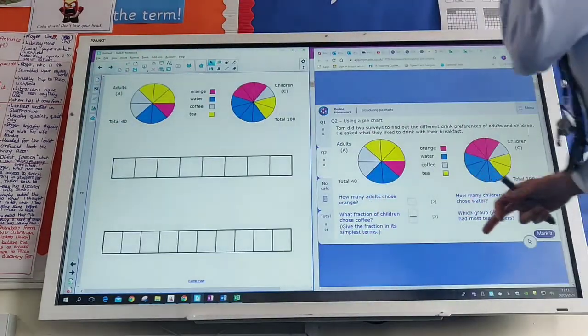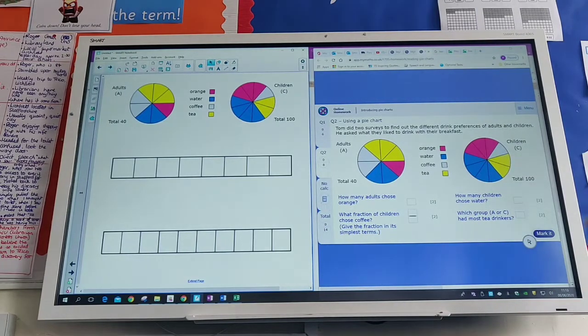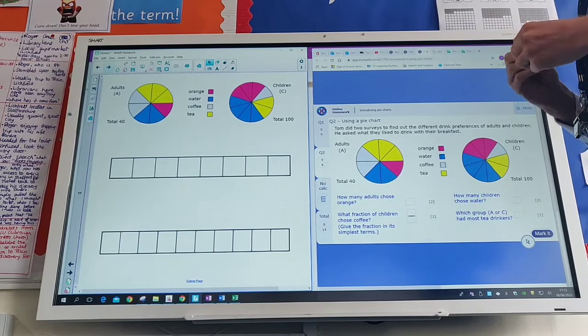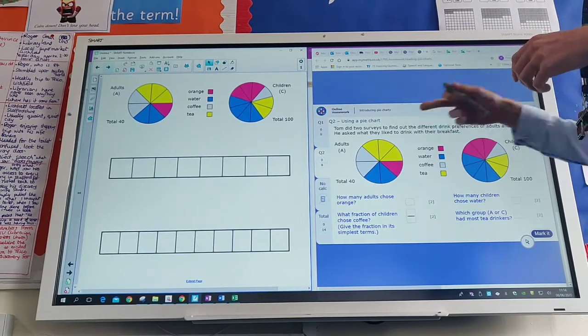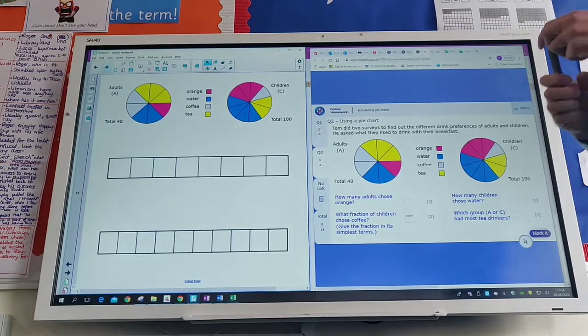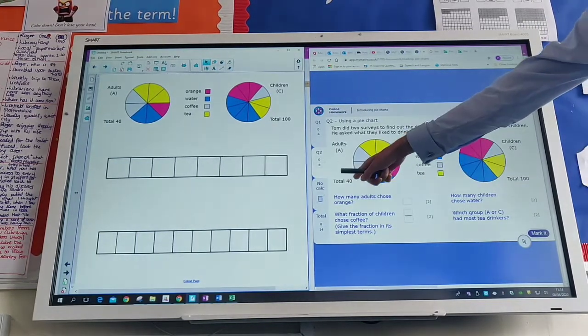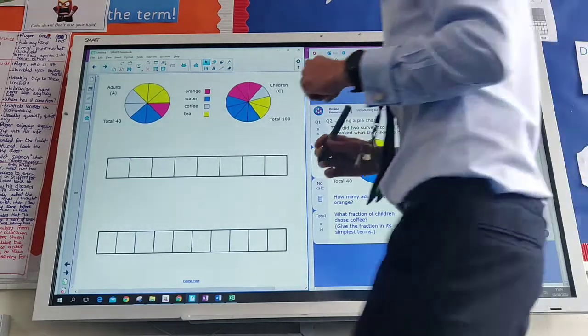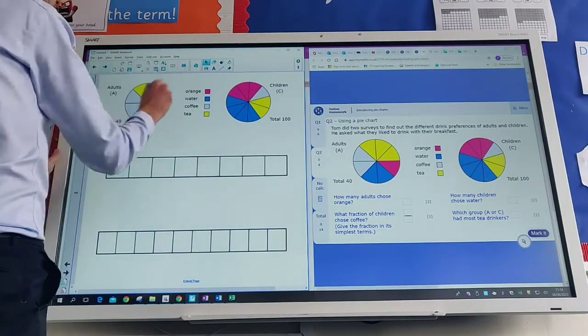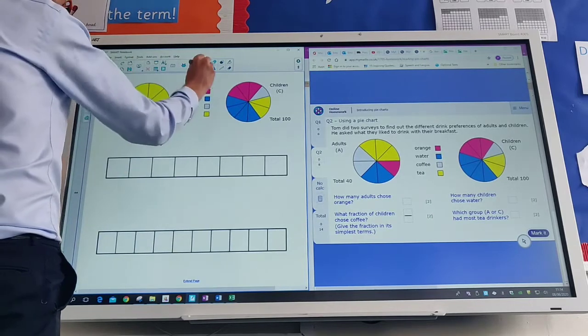And I'll go on to here. This time we've got a survey to find out the different drink preferences of adults versus children. He asked what they like to drink with their breakfast. Now we've got different numbers in the survey. So this group, the adults, had 40 people asked. So, this is my adult bar.